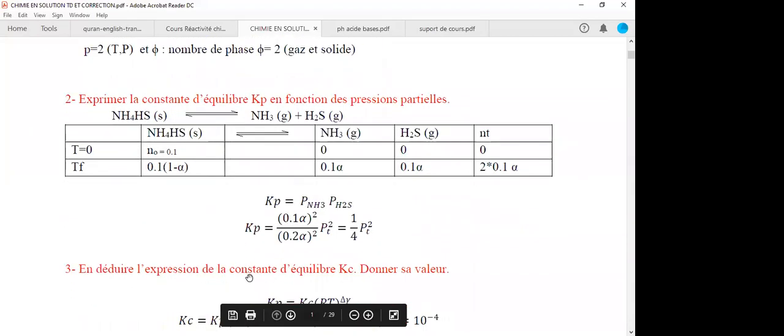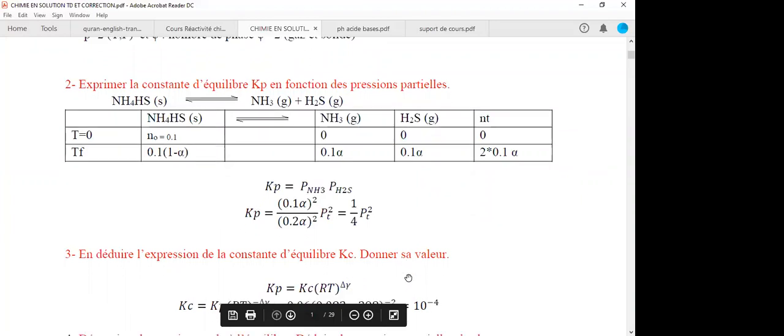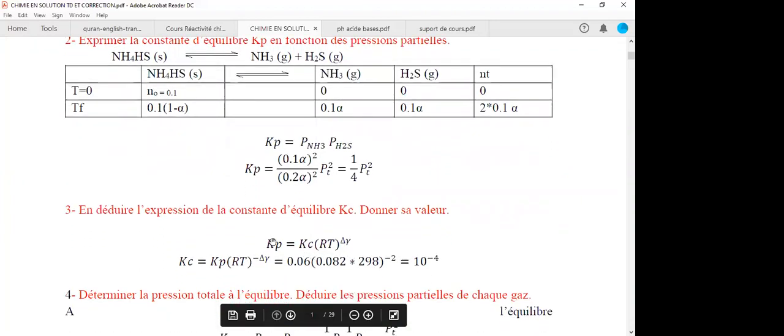Here is the expression of the equilibrium constant and its value. So you need to know how to derive this one again. You need to know how to derive this one, like we did in the course. So Kp is given by Kc times RT to the power delta n0. This is not delta gamma, it's delta n0. So here, if we want to find the Kc, we have to divide by RT to the power delta n0. So that's why it's written Kc is equal to Kp times RT to the power negative delta n0, which means that this one is a denominator.